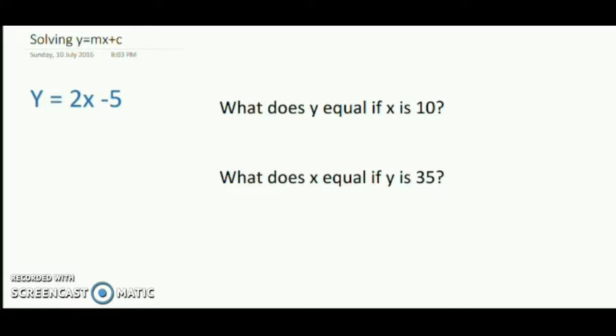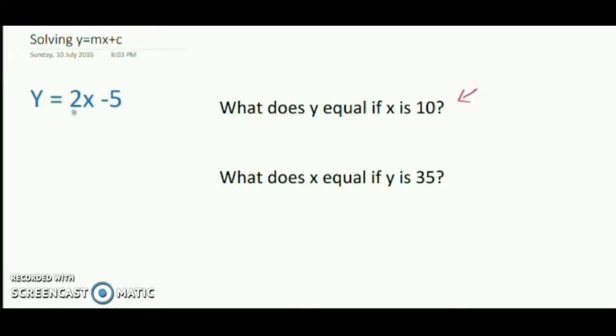So if we look at this first example here, we've got 2x minus 5. Now we want to know, what does y equal if x is 10? This is exactly the same as what we were doing in our video in part 3, when we were getting a number pattern from an equation. So we were putting in if x was 1, if x was 2, if x was 3, etc. It's exactly the same process.